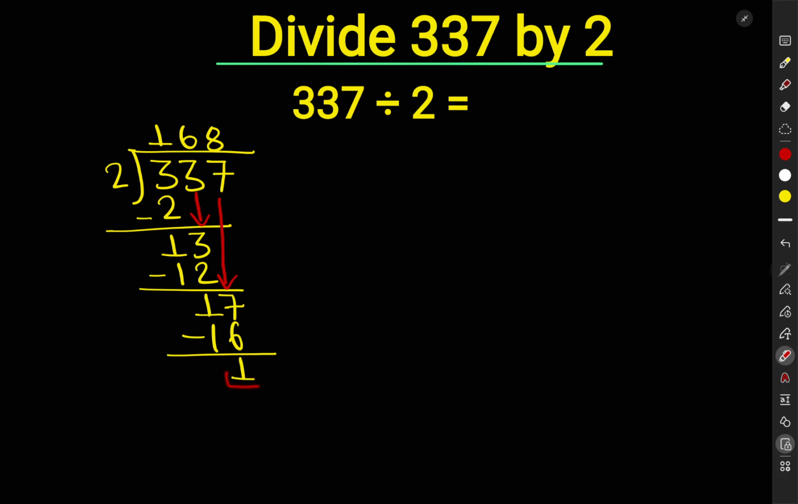So again this 1 is less than 2 and there is no other number beside. So we put decimal so that we take here 0. So now it became 10 and 2 times 5 means 10. On subtracting we get 0.